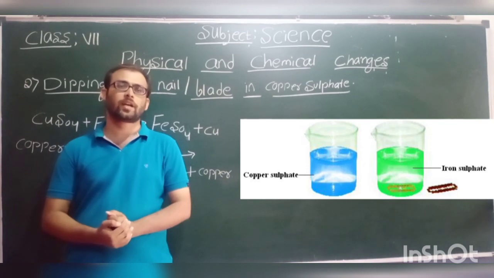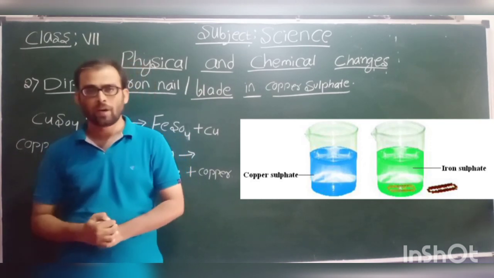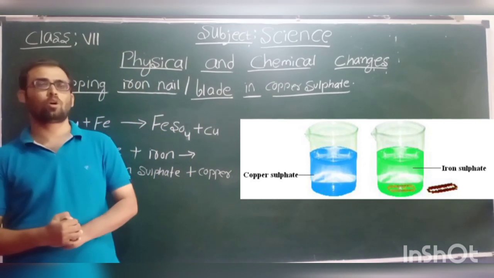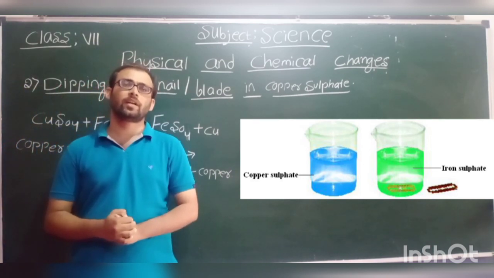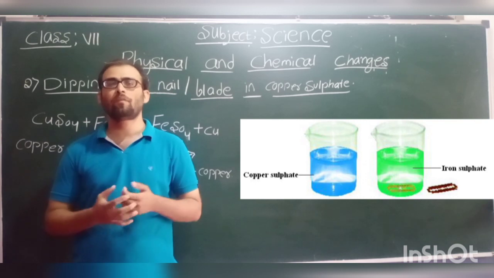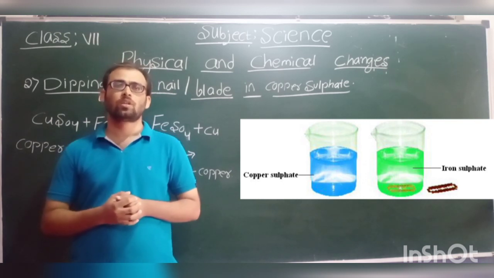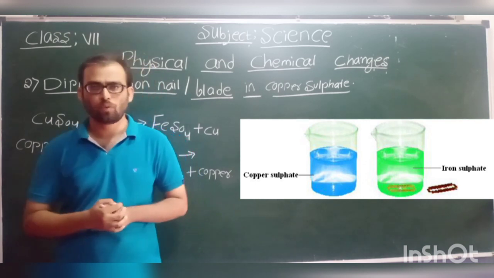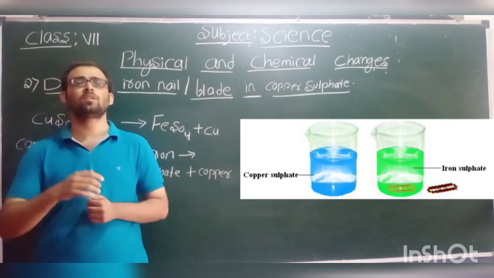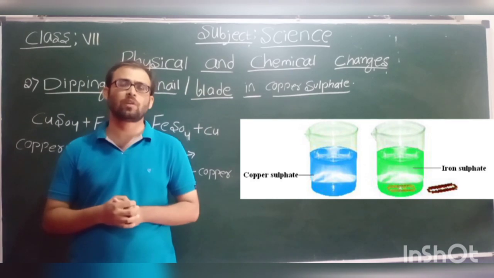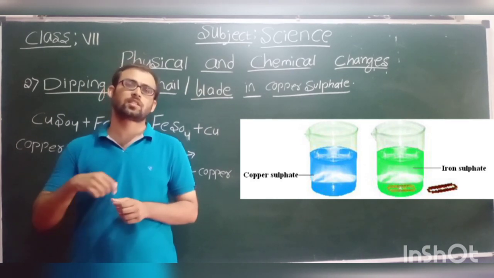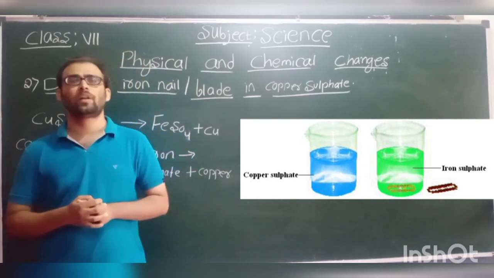Now let us see the second experiment, that is dipping of an iron nail or blade in the copper sulfate solution. So now the first thing is take a beaker and add half a cup of water to it. Now dissolve a teaspoonful of copper sulfate in the water and add 2 to 3 drops of dilute sulfuric acid to it. Next, stir the mixture well.